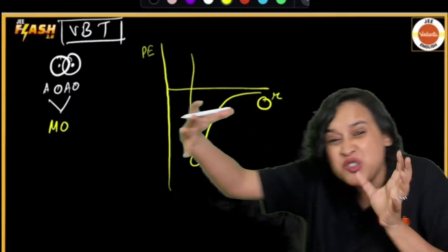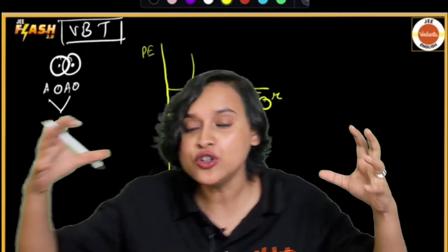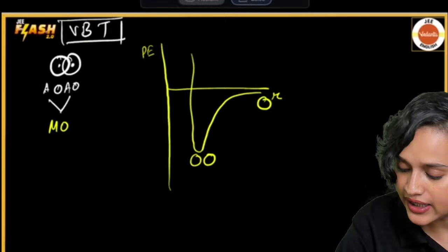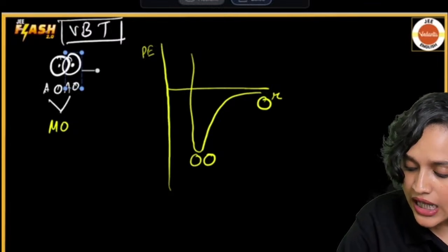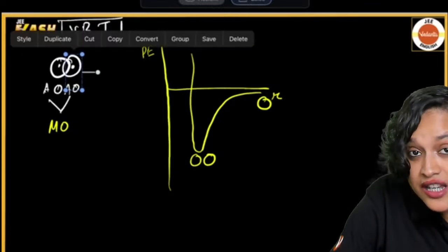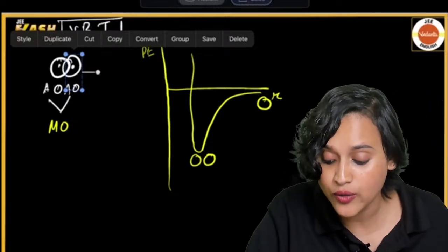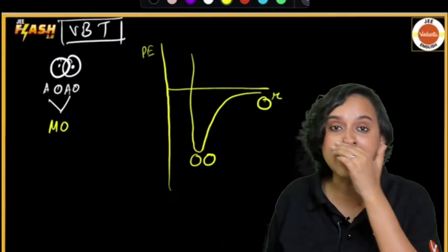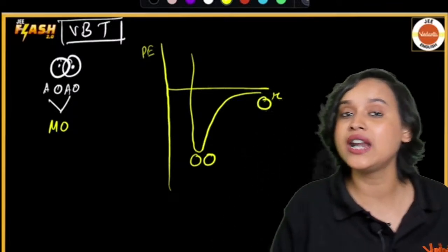After that, if you try to bring them even closer, I was explaining you like this, right? So here you had this atom. If I try to bring this even more closer, now what will happen? The stability will be disrupted. The stability will be disrupted, everybody.